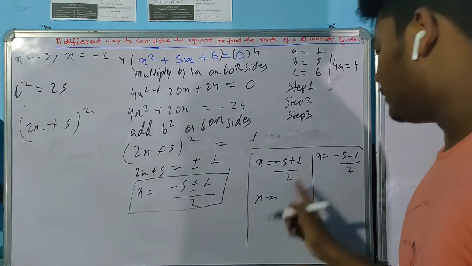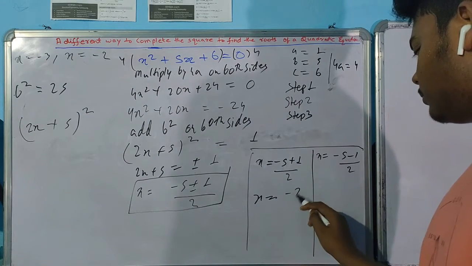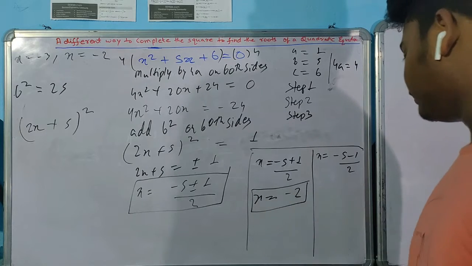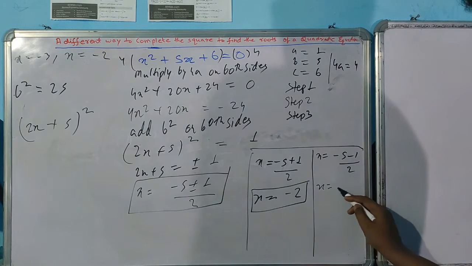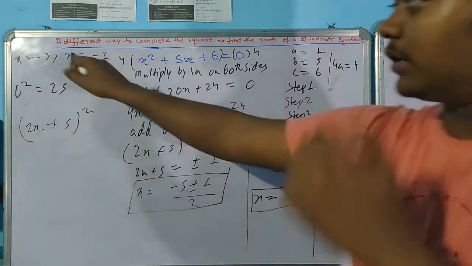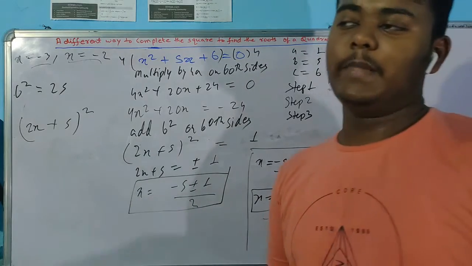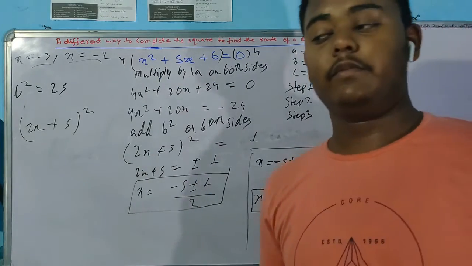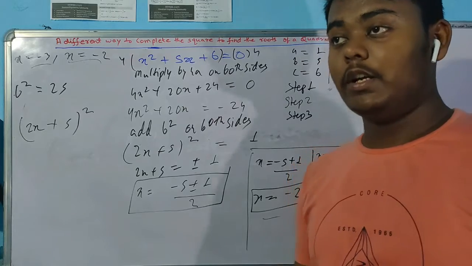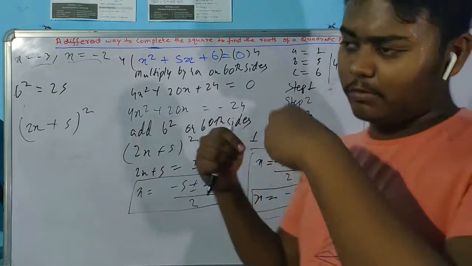So this will equal -2, and this will equal -3. We will solve it. As you can see, our answers are matching. So this means that this method is also right for every quadratic equation. It is not a shortcut method, it is a method that just works, right?